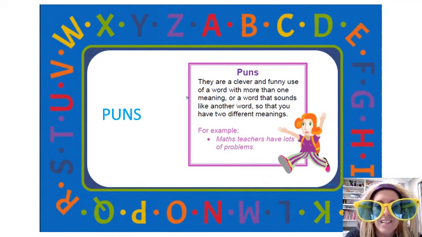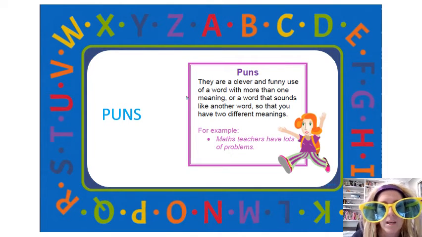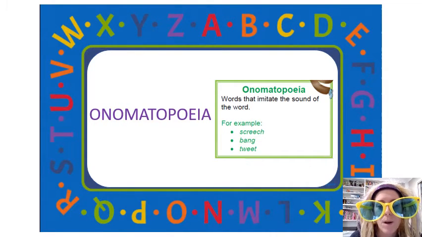Then we have puns. Puns are a clever and funny use of a word with more than one meaning. And my class have a favourite. Maths teachers have lots of problems. So the word problems has 2 different meanings. Problems as in, well, personal problems maybe, and problems as in maths problems, addition, subtraction, multiplication, division. And our next one, onomatopoeia, words that imitate the sound of a word. So screech, bang, tweet.